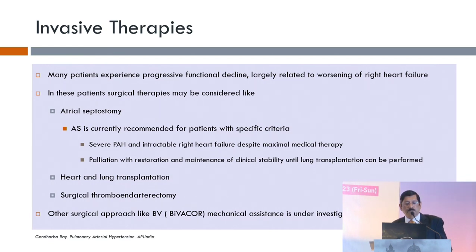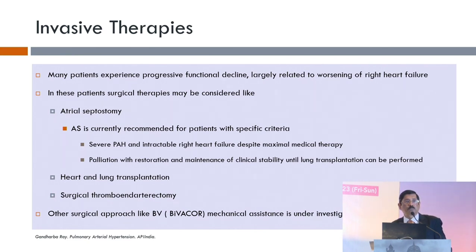Invasive therapies: many patients experience progressive decline. Not many, actually all patients go for progressive decline in function, largely related to worsening of the right heart failure. In patients who worsen very fast, you may go for atrial septostomy. It is indicated when there is severe pulmonary hypertension and intractable right heart failure despite maximal medical therapy, or you can use it as a bridge therapy prior to transplant, that is palliation with restoration and maintenance of clinical stability until lung transplantation can be performed.